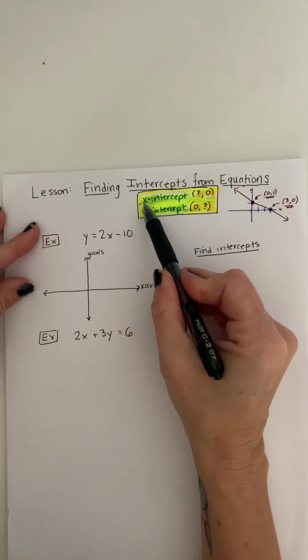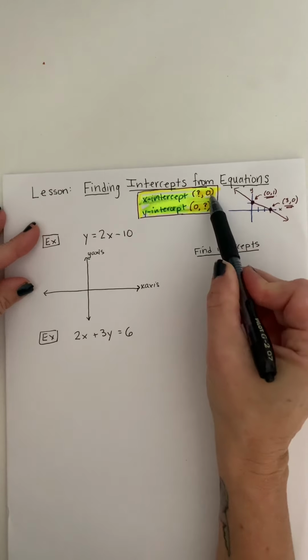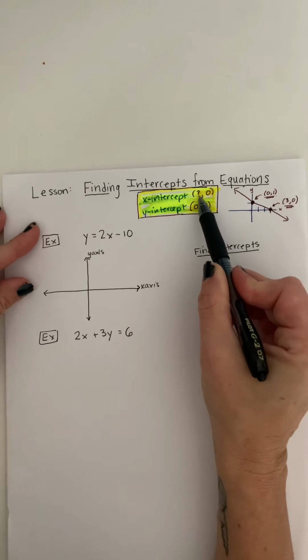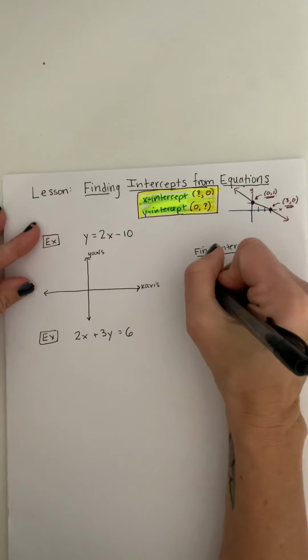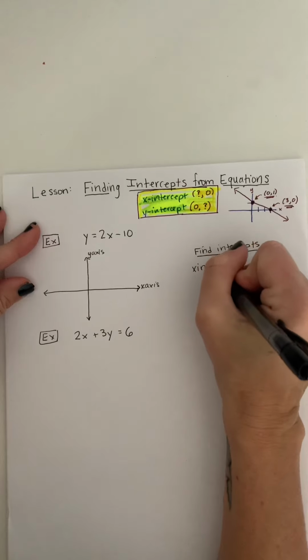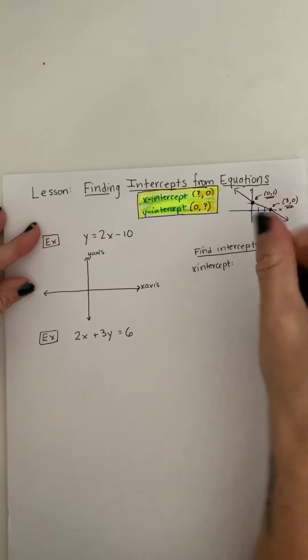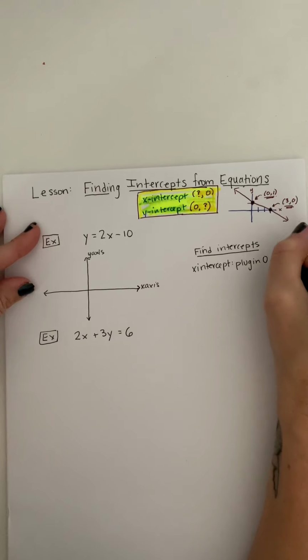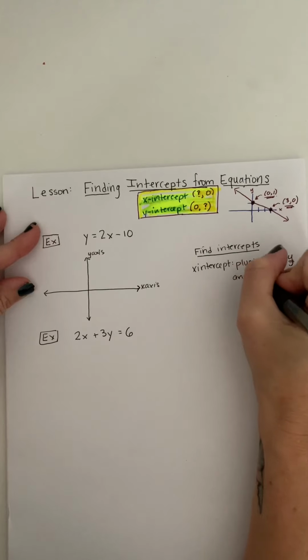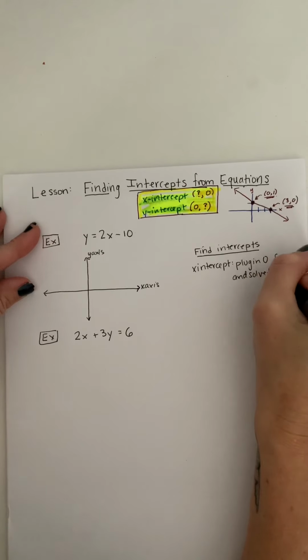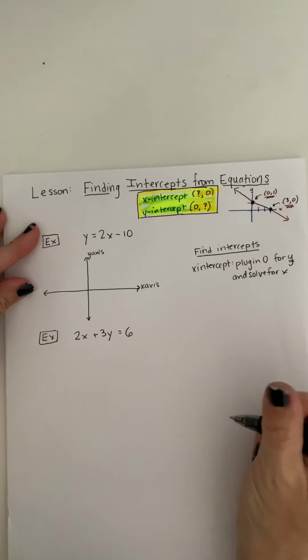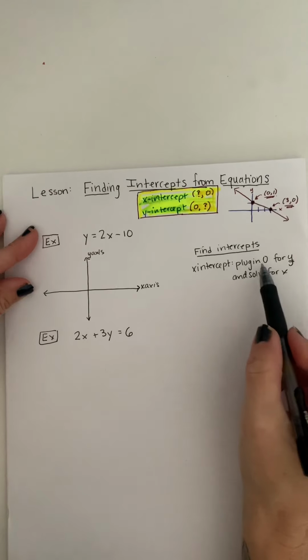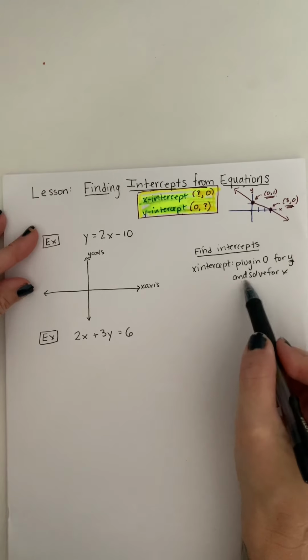To find the x-intercept, we just said that in the x-intercept, the y is 0, and I'm finding the x. So to find the x-intercept, I'm going to plug in 0 for the y and solve for x.